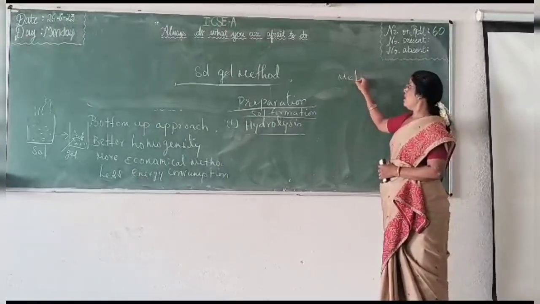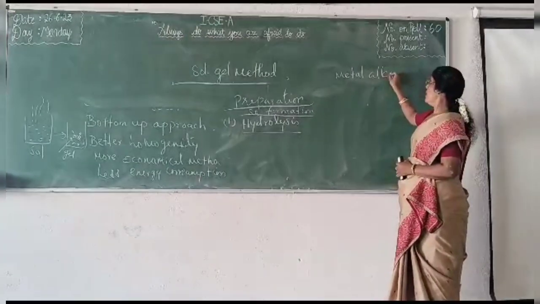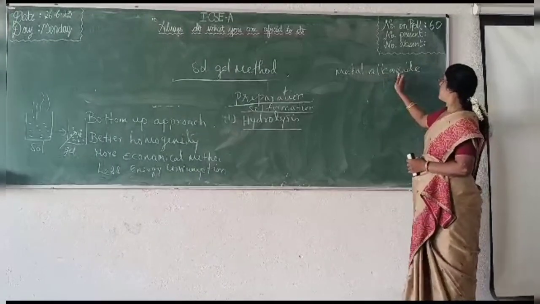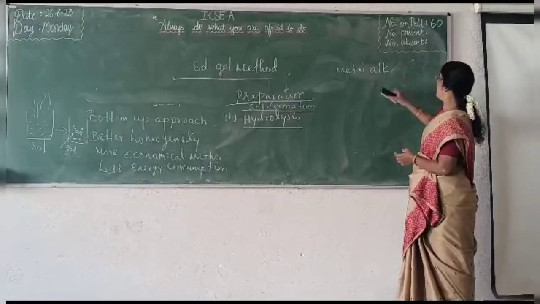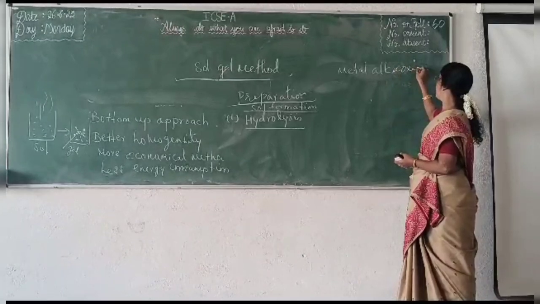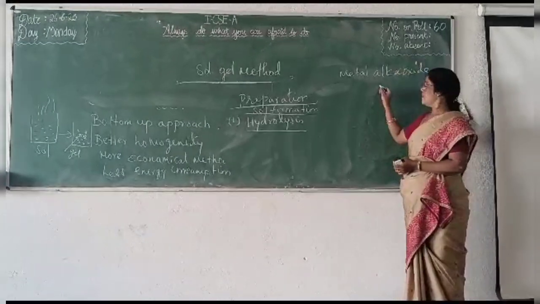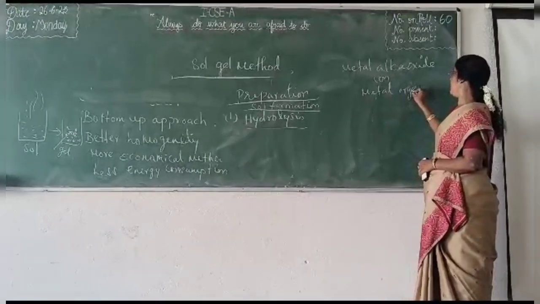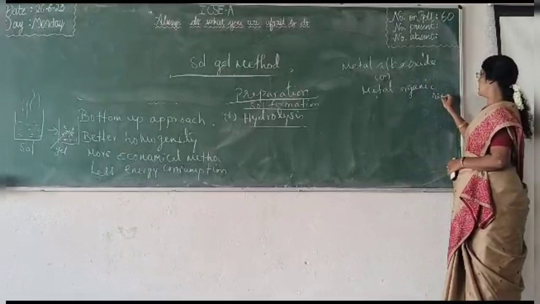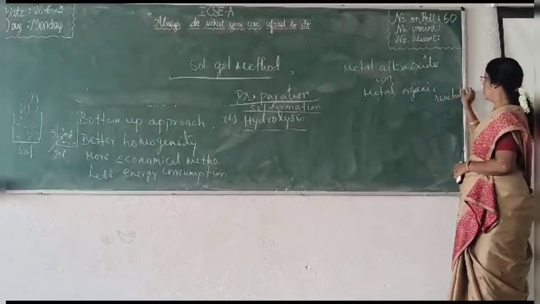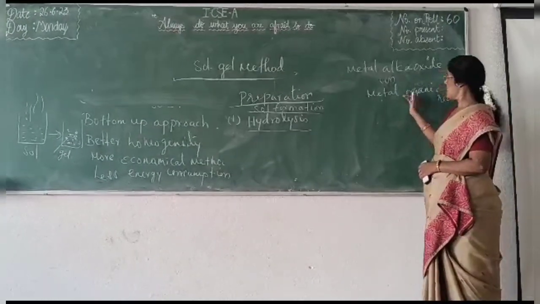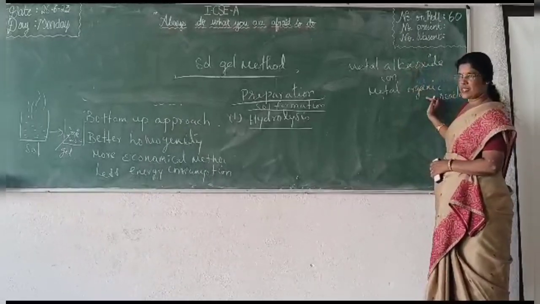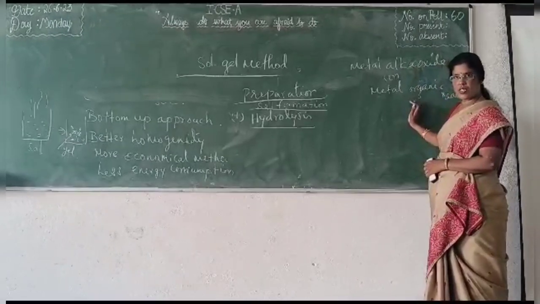Here the metal alkoxide or any metal organic reactant, that means metal chloride, metal oxide or metal alkoxide. Metal alkoxide or metal organic reactants are used as a precursor or starting material.